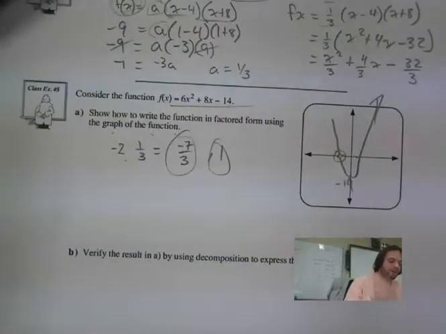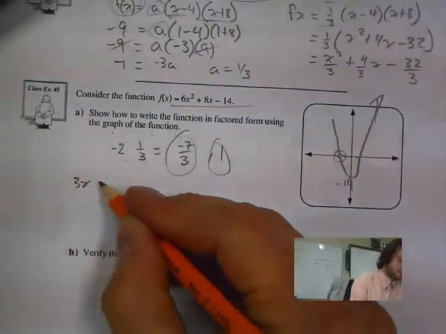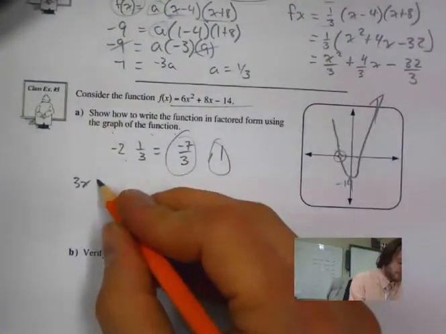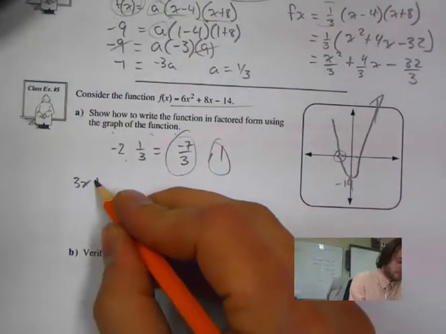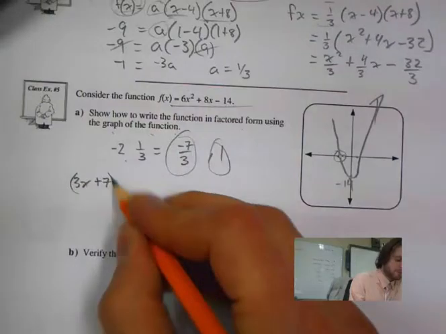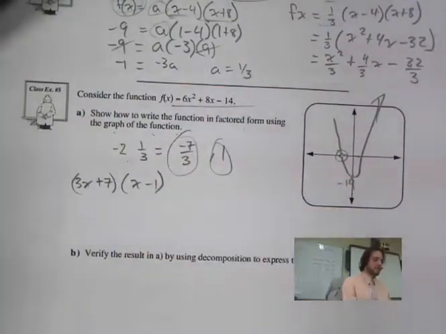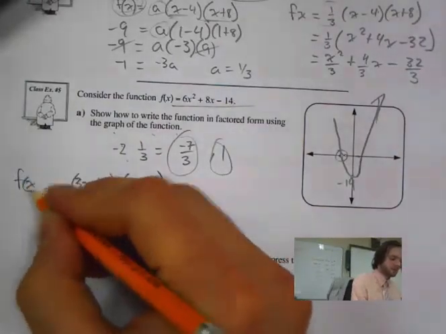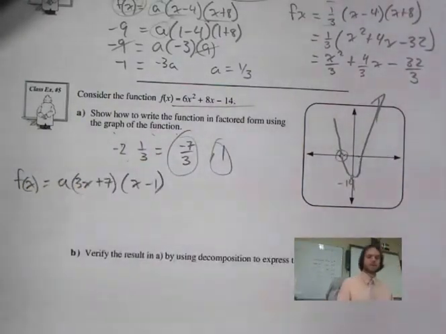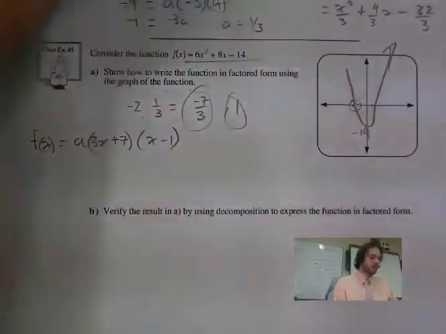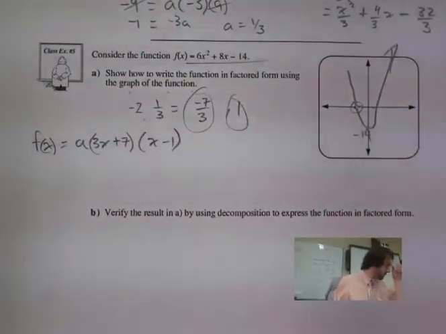So I have, let's take a look at this. We are going to have 3x plus 7, multiplied by x minus 1. Okay? And we have f of x, and we have a. Kind of like what we did before. Now we just need any point there. So show how we could do it. Let's find any single point.